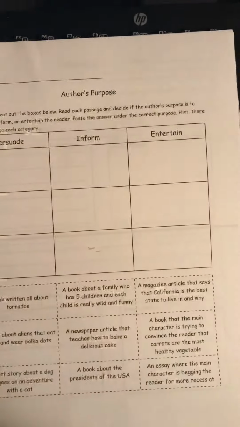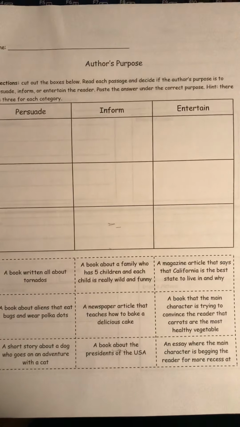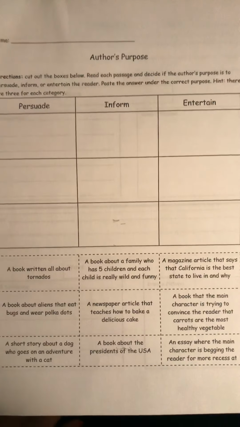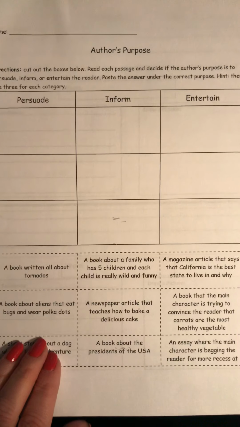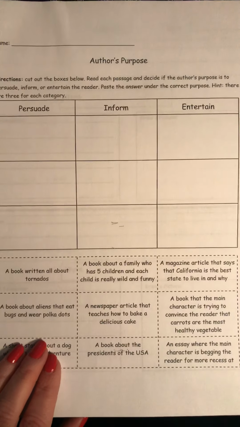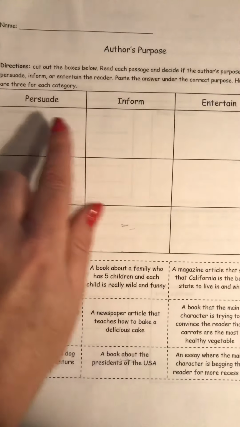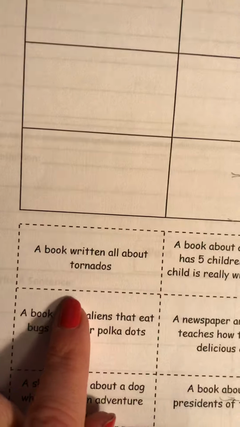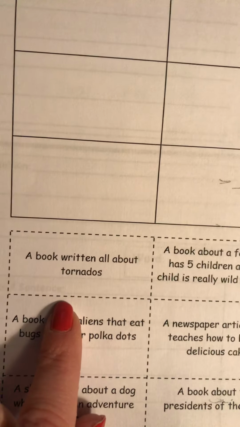Your next page is an author's purpose sort. You're going to cut out the squares at the bottom that are dotted, and then you're going to decide: is that to persuade, inform, or entertain? So we'll look at the first one together. A book written about tornadoes.